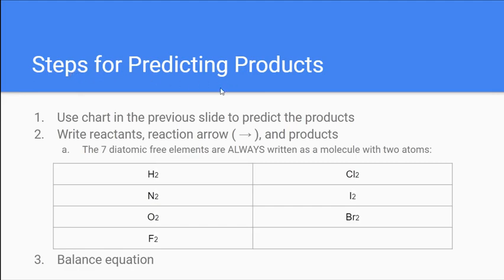To predict products, you're going to use the chart in the previous slide that we just reviewed to predict what the products are even going to be. So you'll need to figure out what type of chemical reaction you're looking at and what the products will be. You'll need to write the reactants, your reaction arrow, and the products, making sure that you're taking into account the 7 diatomic free elements that are always written as a molecule with 2 atoms rather than by themselves. And then you'll need to balance the equation.